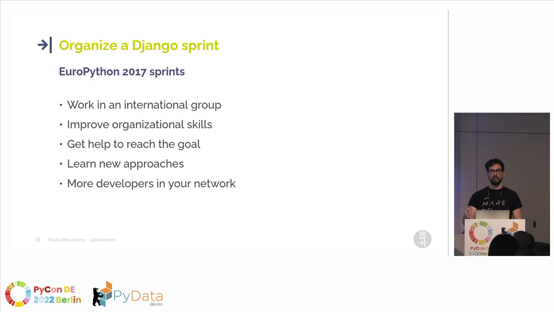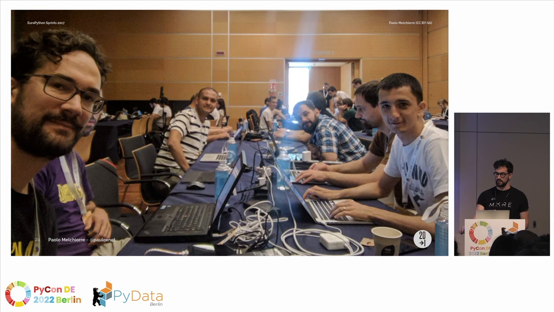opportunity to coordinate the work between excellent developers from many parts of the world. I received specialized help in reaching the proposal goal, I learned new working approaches, and expanded the network of contacts. This is a photo of my group working on Django during the EuroPython 2017 sprints.